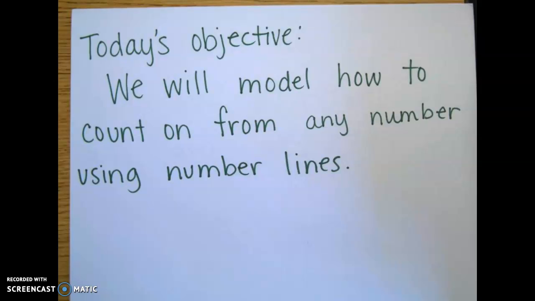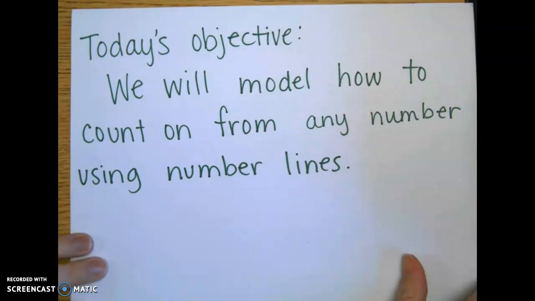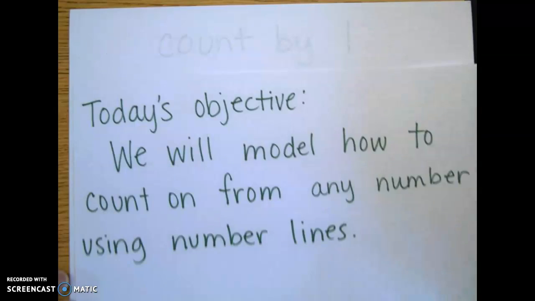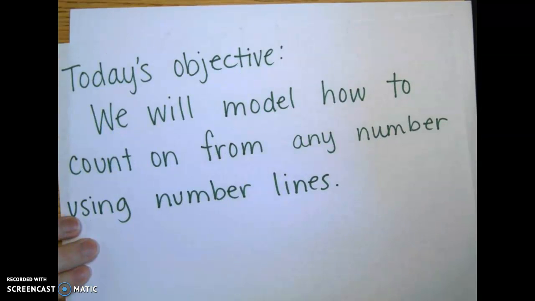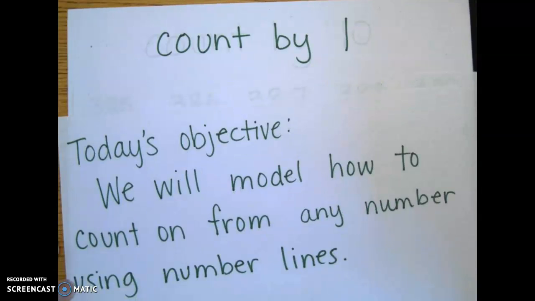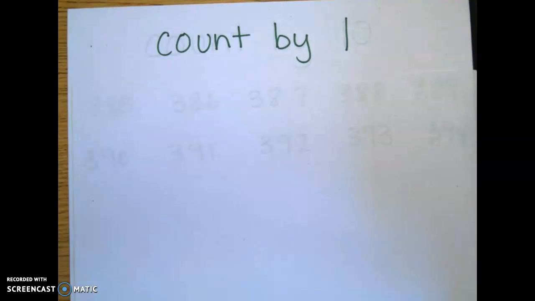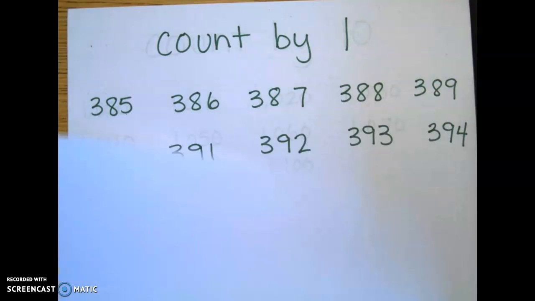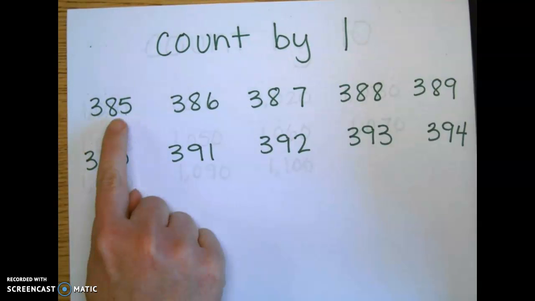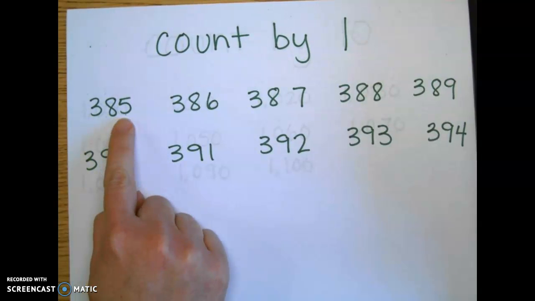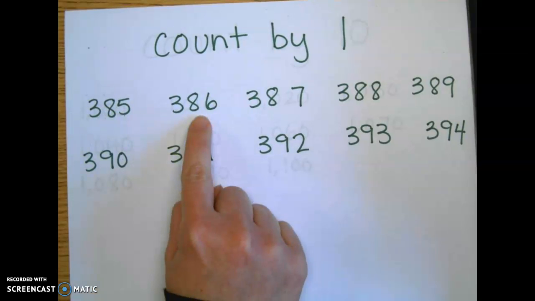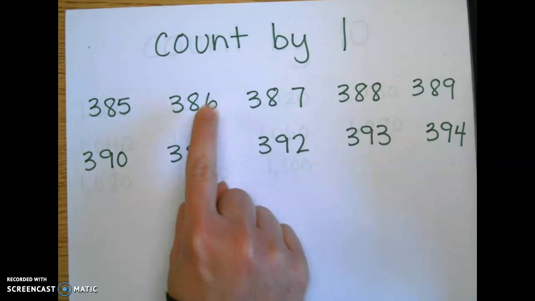Hi there! Today's objective is that we will model how to count on from any number using number lines. So let's get started. The first thing that we're going to do is count by ones. Well, counting by ones is easy because we're just adding 1 to the ones place. So if we start at 385 and I count by ones, I'm just going to put 1 more in the ones place. So 385. Counting by ones, next would be 386.